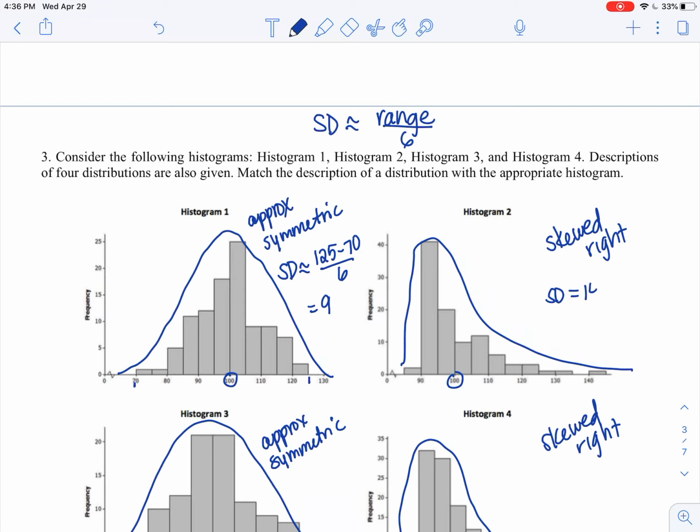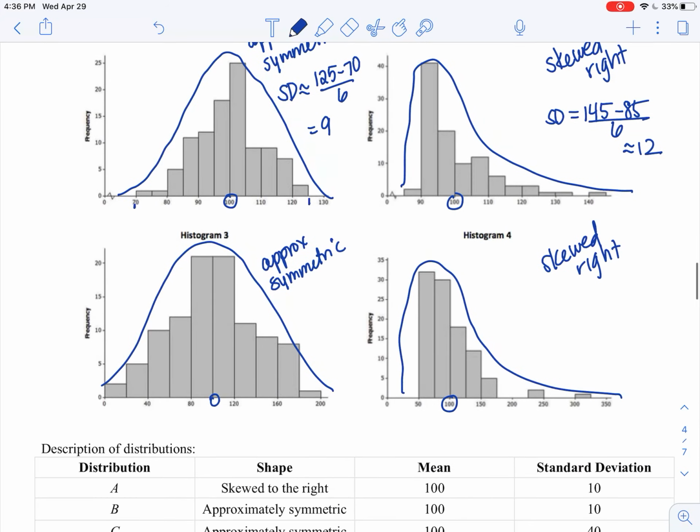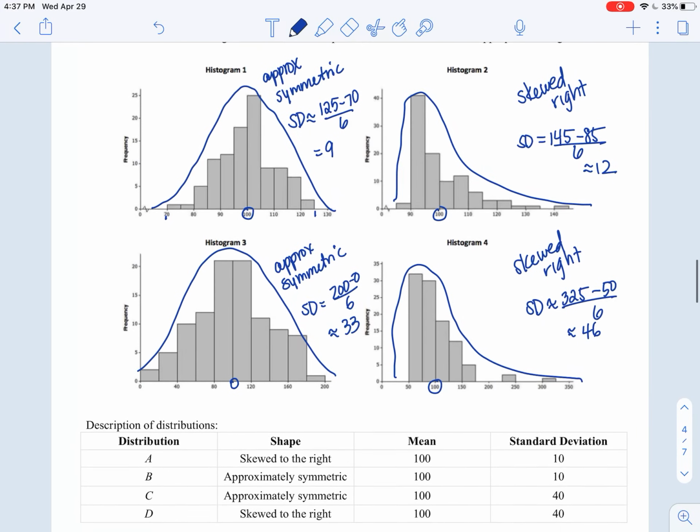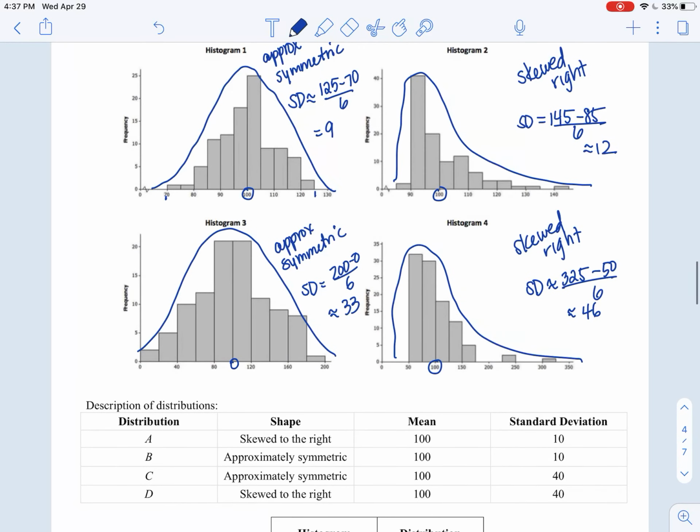In the second one, our standard deviation is going to come from range divided by 6, so that looks like about 145 minus 85 divided by 6, which comes out to be something like 12. Again, these aren't going to be perfect, these are just approximations. In the third one, standard deviation looks like 200 minus 0 divided by 6, so something close to 33. And then finally, the last one, standard deviation is about range divided by 6, so 325 minus 50 divided by 6, and that comes out to be about 46. Again, they're not perfect.